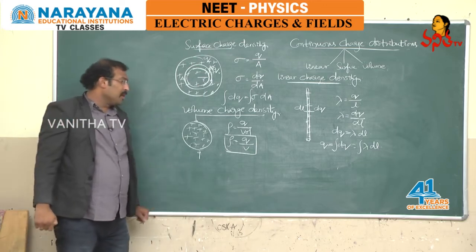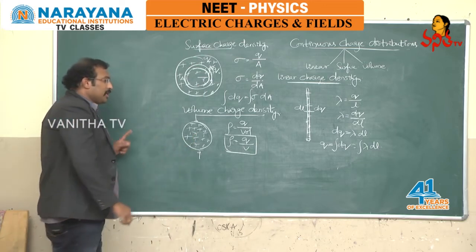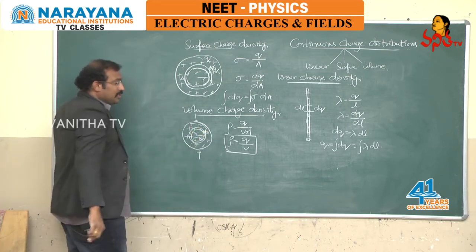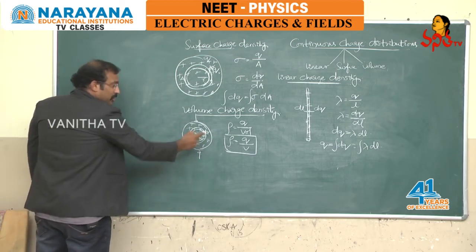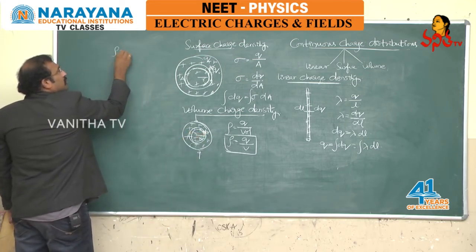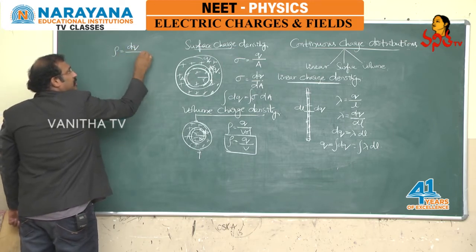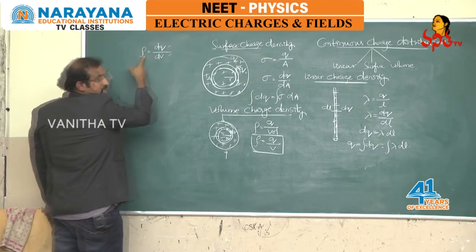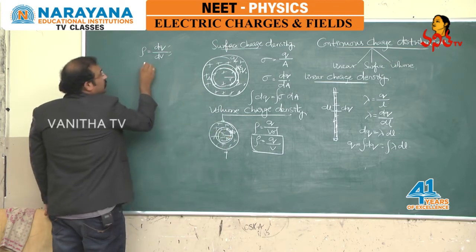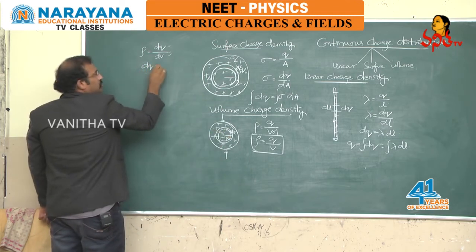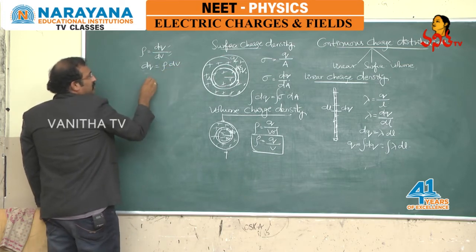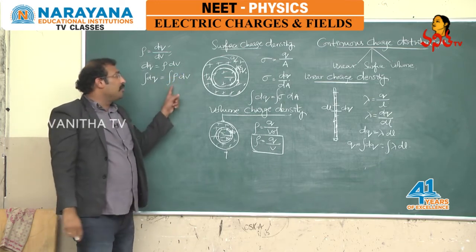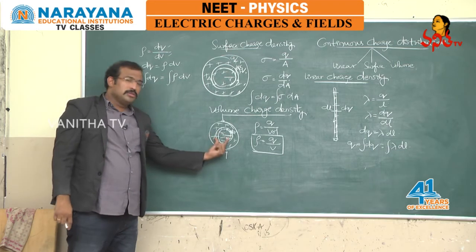Now for a small volume, if I take a small shell at a distance r whose thickness is dr, then I can write the charge density for the small element as rho is equal to dq by dv, where the small element's charge is dq and its volume is dv. So dq by dv gives the charge density of the small elemental sphere. So dq is equal to rho into dv. Integrating on both sides, integral of dq is equal to integral of rho dv. So integral of rho dv will give the total charge present on the solid sphere.